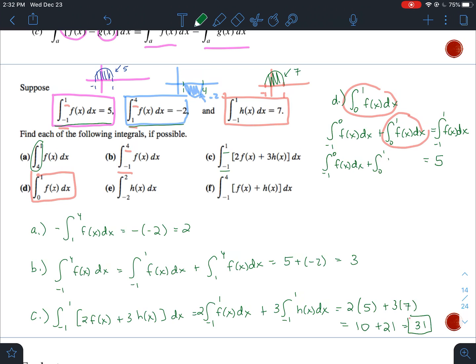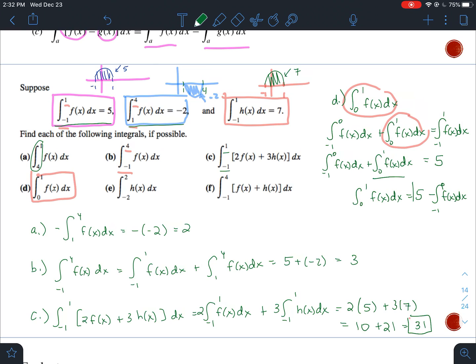And the only piece of this that I know is from -1 to +1. I know if I go from -1 to +1, I get 5. So now I have -1 to 0 f of x dx plus what I'm trying to find, 0 to 1 f of x dx, I get 5. So if I want to solve for this, I have to get rid of the -1 to 0.